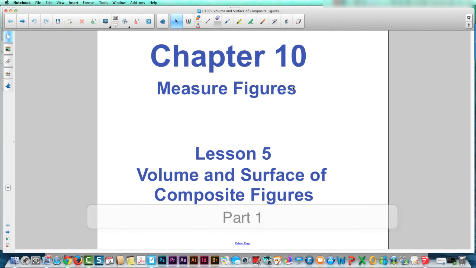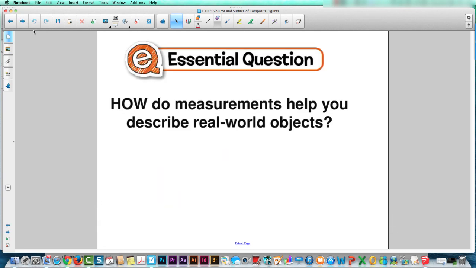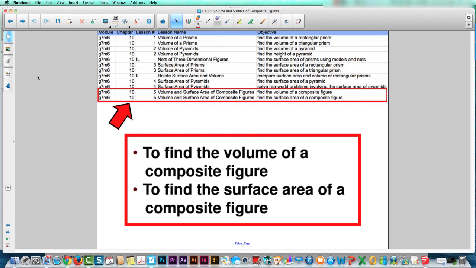Chapter 10, Measure Figures, Lesson 5, Volume and Surface Area of Composite Figures. The essential question for the chapter: how do measurements help you to describe real-world objects? We're on the last lesson of the chapter, and we have two objectives: to find the volume of a composite figure and to find the surface area of a composite figure.